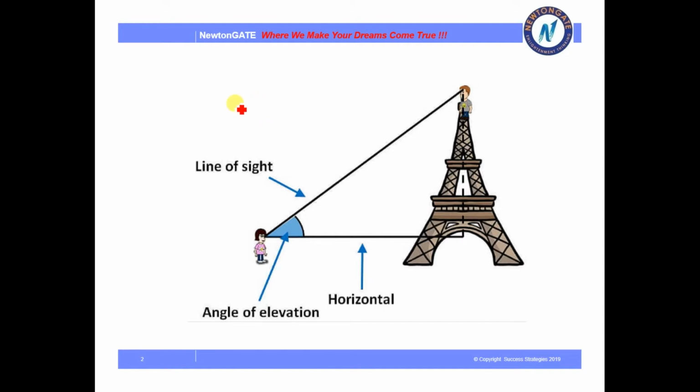Now, it is the angle between a horizontal line and a line of sight when a person looks up. So the angle between the horizontal line and the line of sight gives us angle of elevation. Let's say the angle of elevation is theta. So when this girl has to look at this boy, she has to elevate her line of sight. So this gives us an angle theta, which we will call angle of elevation. So according to the definition, this angle is theta. This is the horizontal line and this is the line of sight.